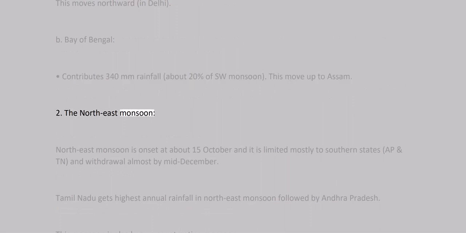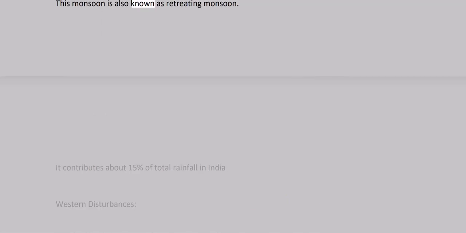2. The northeast monsoon. Northeast monsoon onset is at about the 15th of October, and it is limited mostly to southern states, AP and TN, and withdrawal is almost by mid-December. Tamil Nadu gets its highest annual rainfall in the northeast monsoon, followed by Andhra Pradesh. This monsoon is also known as the retreating monsoon. It contributes about 15% of total rainfall in India.